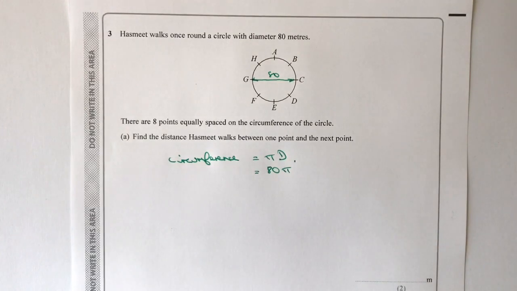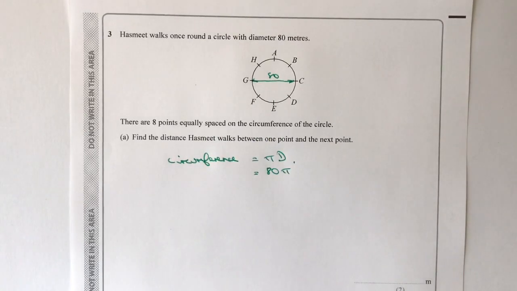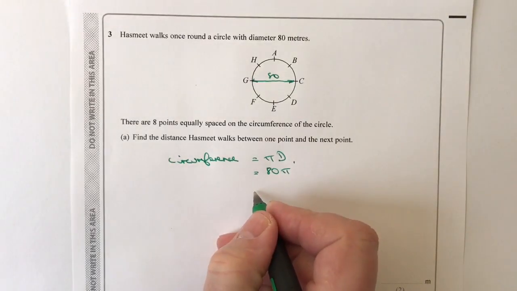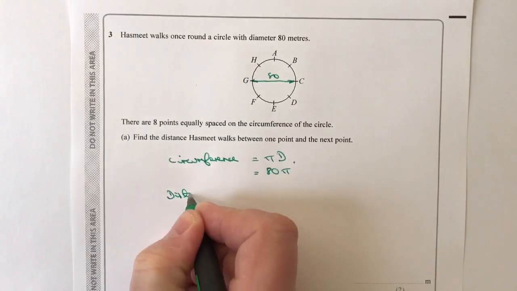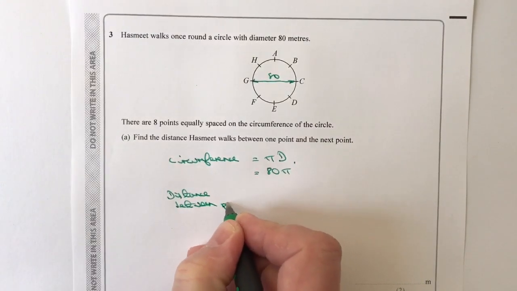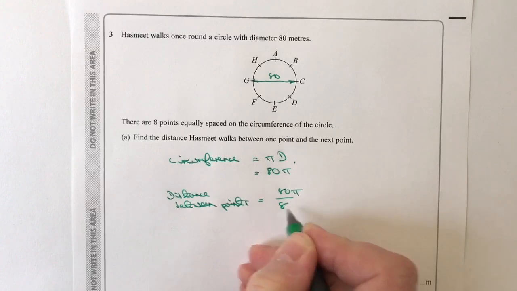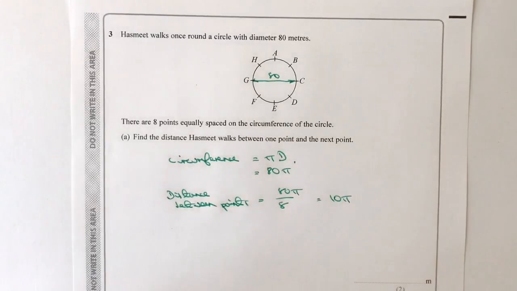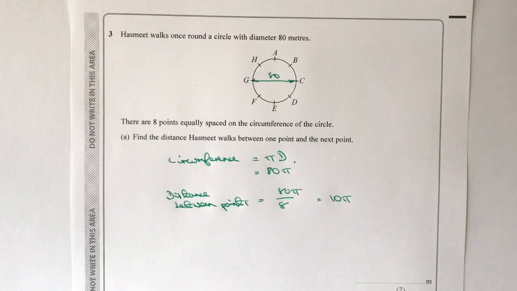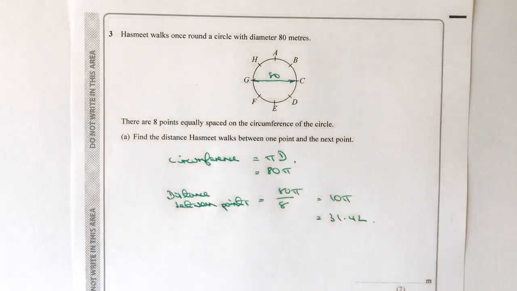Then it says, so that's the circumference. Find the distance walks between one point and the next, and there's actually 8 of them. So we're basically going to say that the distance between points is equal to 80 pi, and there's 8 of them, so it's going to be equal to 10 pi. Okay, now if I want to write pi, that's going to be 3.142. I'm going to multiply it by 10, so it's going to give me 31.42, and that's perfectly good as an answer to 2 decimal places.